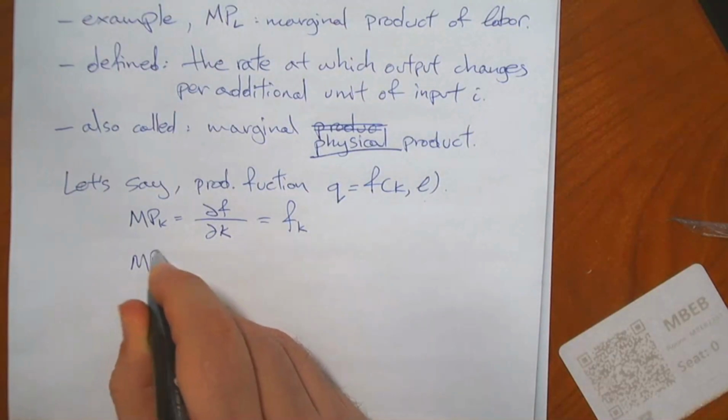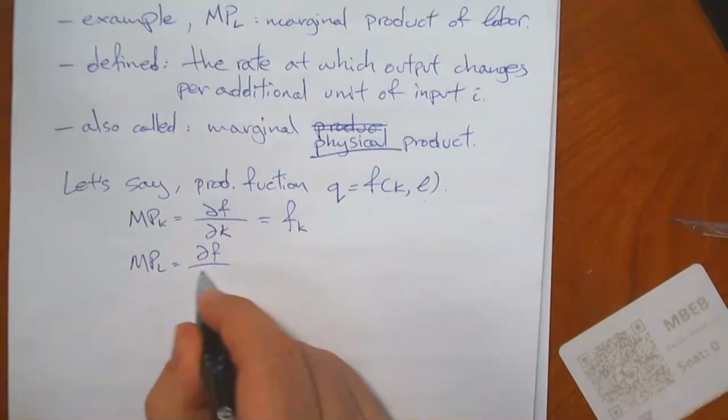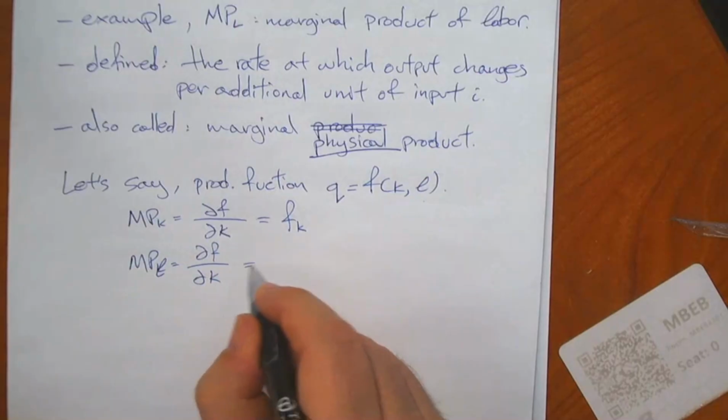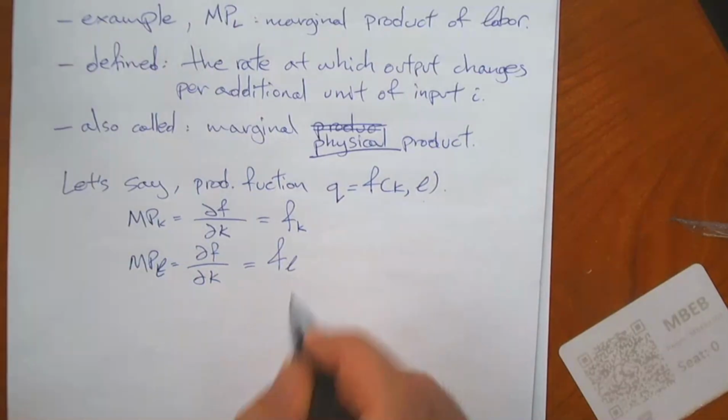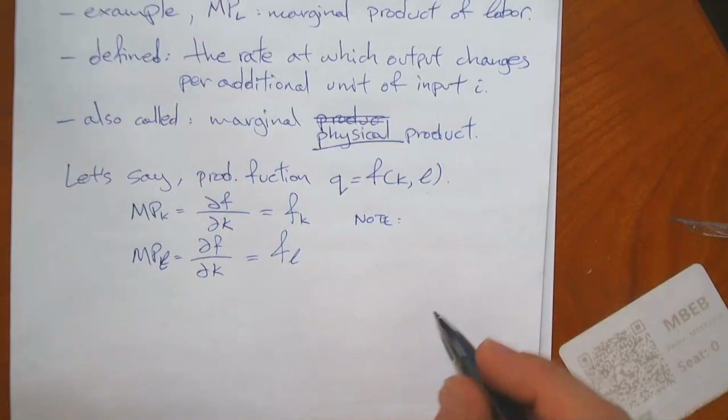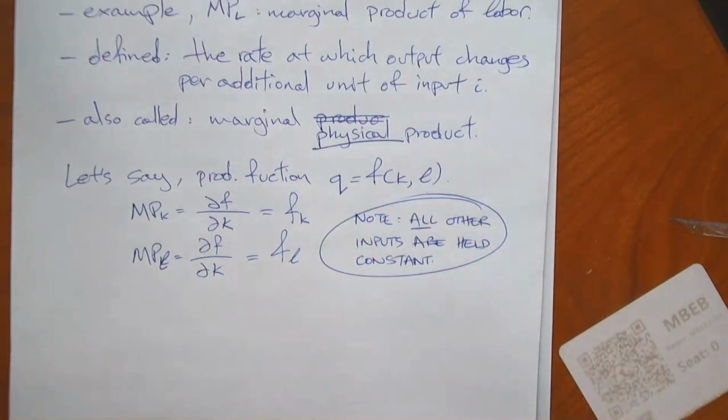Also, the marginal product of labor, which we should be writing with a lowercase l, is going to be F with subscript L. Note here, all other inputs are held constant, which is the idea behind the partial derivative, right? So when you take a partial derivative, everything else is held constant, which is going to be a useful concept for us here.